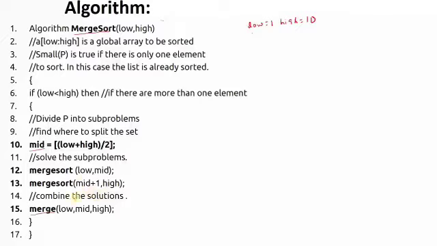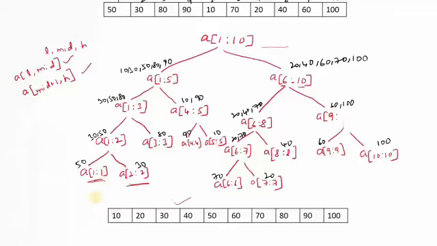So how to combine the solution? Merge low, mid, high. What happens here is, I'm telling about the merge procedure. If you take here A of 1 2 3 3, what is the low value here? 1. What is the high value here? 3. What is the mid value here? 2.